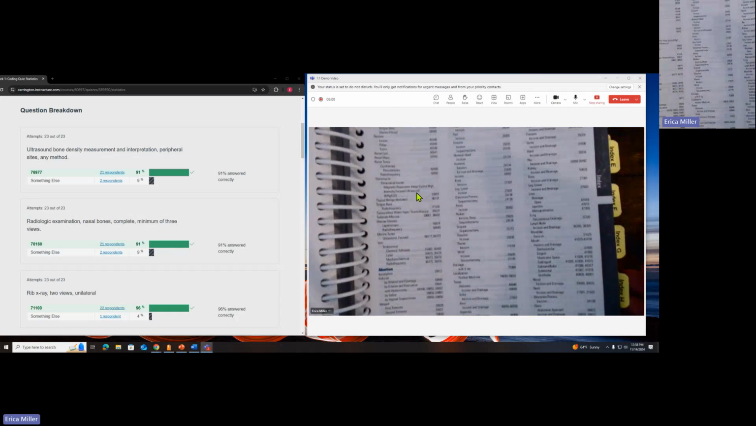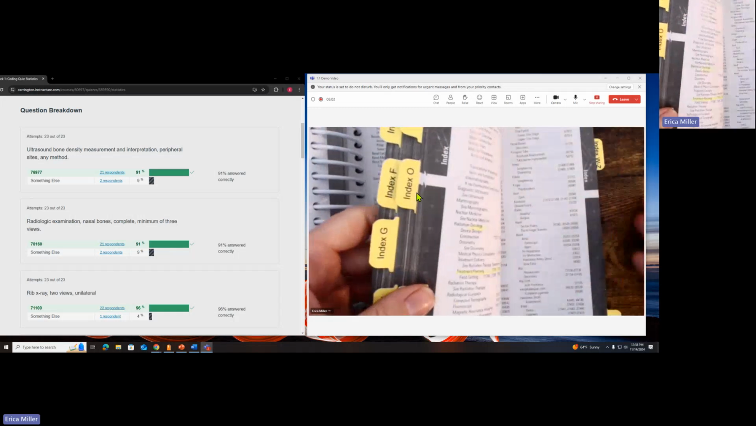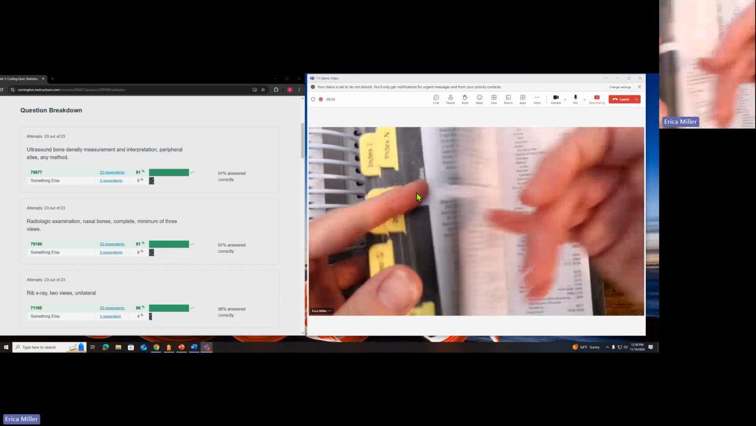Ultrasound bone density measurement and interpretation, peripheral sites, any method. Okay. So asking yourself what was done and what anatomic site. We've got an ultrasound and they're testing bone density. All right. So now I'm going to go into my index. Okay. And I want to start with the service itself, the procedure, identifying it as an ultrasound.